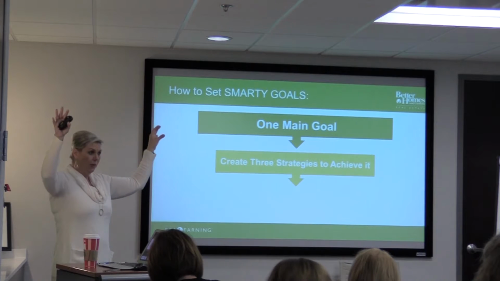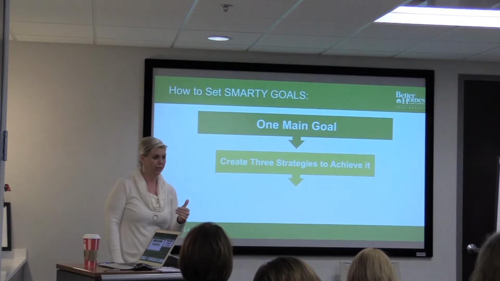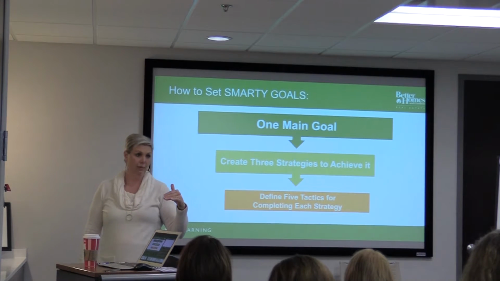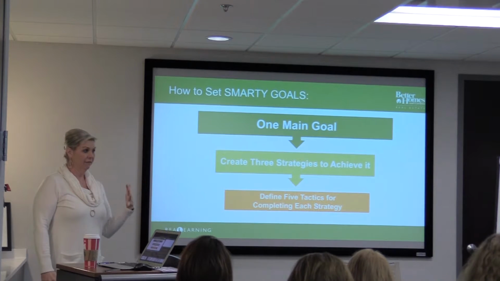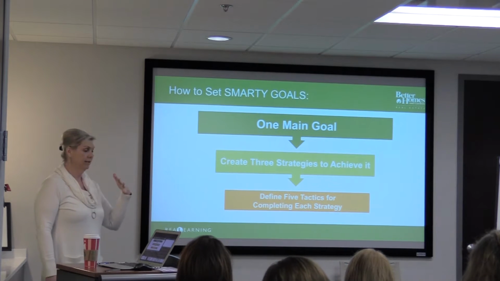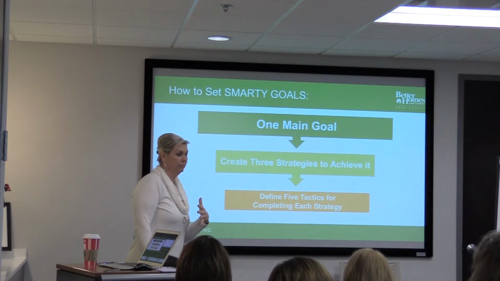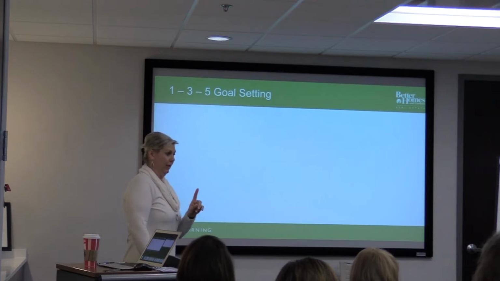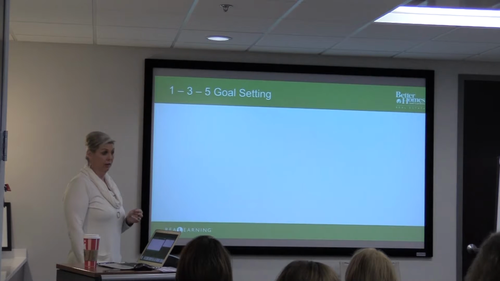So you've got the main goal. The 3 concept is you're going to create 3 strategies to achieve it. We're going to go through an example here in a minute, so I'm not going to spend a ton of time on this slide. And then the 5 is 5 tactics to complete each strategy. Okay? Is it business and personal? It can be business or personal. Or can it be both? It can be both. Okay. It can be both.